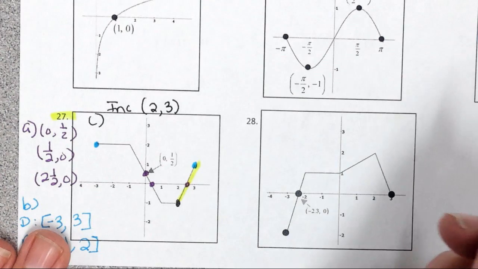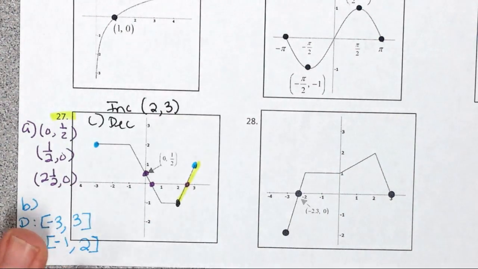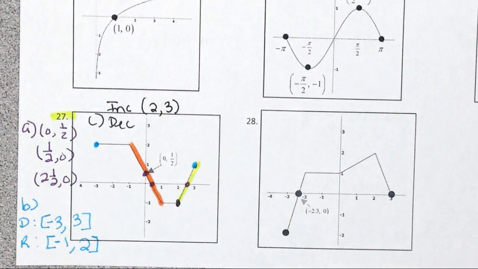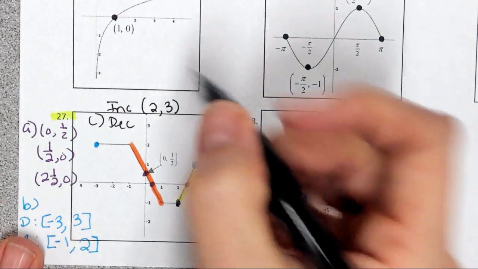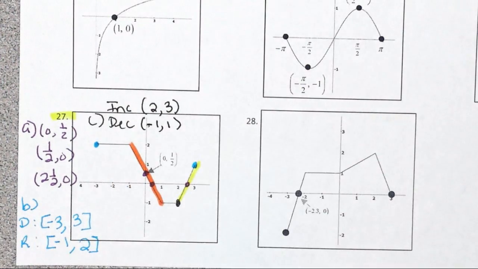Am I increasing anywhere else? No. Nope. So let's go do decreasing. Where am I decreasing at? Would y'all all agree this orange line? Yeah. Okay. What are the x values over here to the left? To what? 1. And again, they're turning points, so I use parentheses, not brackets.